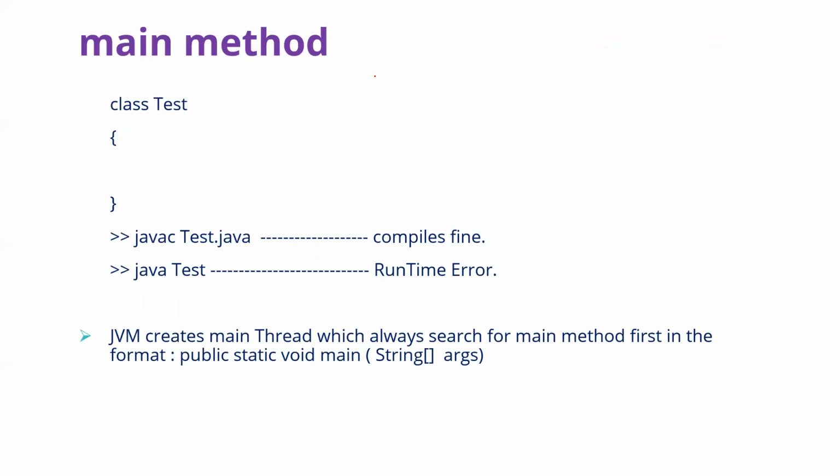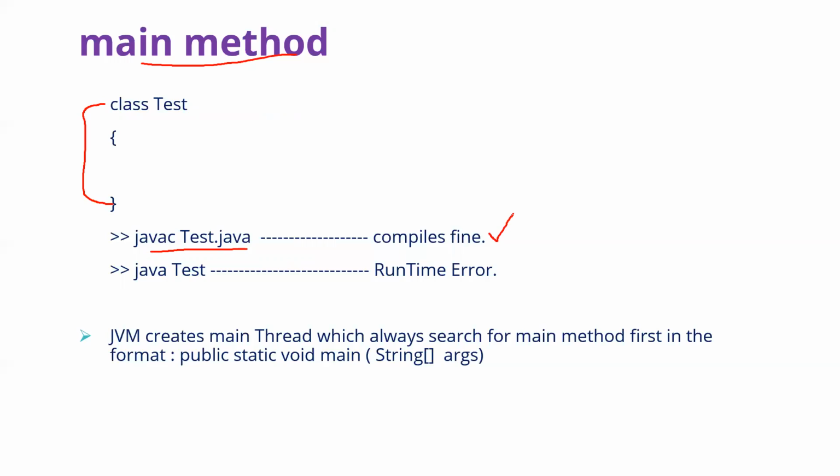Let me go to the next concept, the main method concept. Main method, right? Without the main method, we are unable to execute, we are unable to run our program. Now take this example. This is the class Test, this is an empty class. I had not specified any main method or any methods. Now whenever I compile this, there will be no problem. I won't get any compile time error.